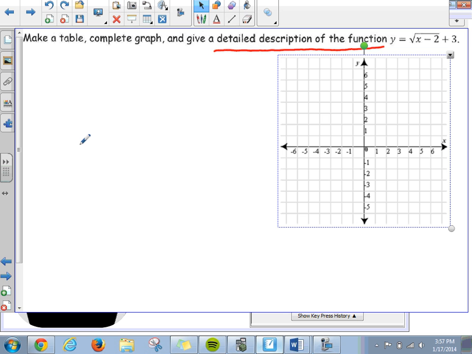So with this one, the first thing that you might want to do is maybe make a table. For me, what I'm going to choose to do is put it into my graphing calculator because it's already solved for y, which makes it 1,000 times easier.